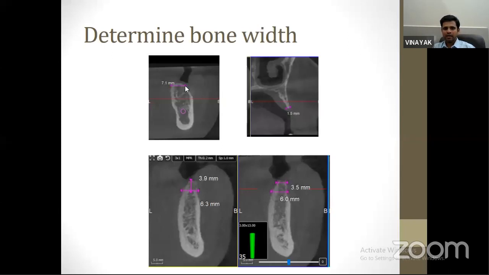Like here, you can measure the width. In a few cases, the width is less at the crest, but as you go apical, the width increases. Then we can measure how much amount of bone we can reduce to get the desired width. So that much amount of alveolotomy or bone reduction we can do while doing the surgery, but we have to manage the soft tissues also along with it.